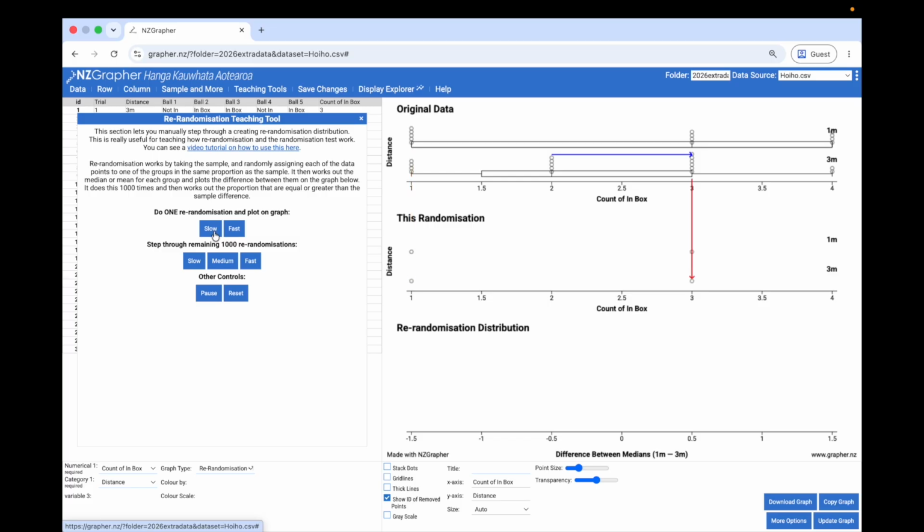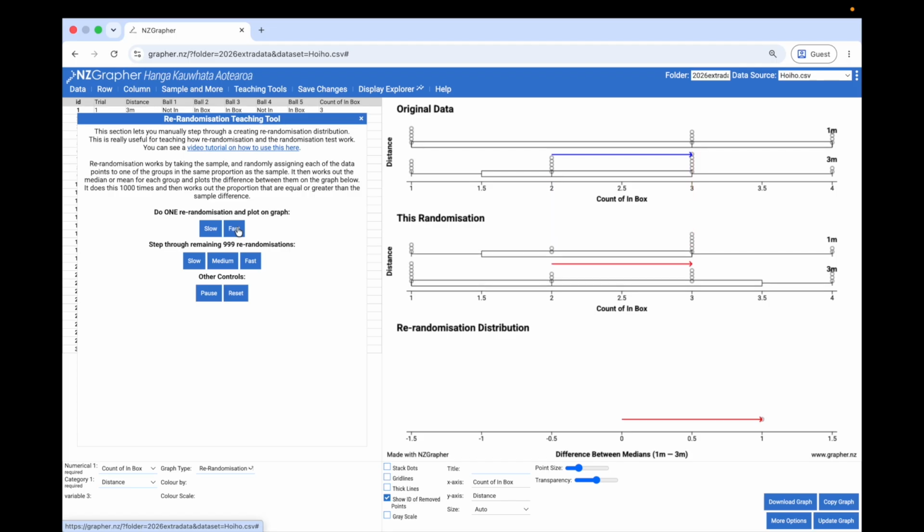So what's happening here is it's finding each random point at the top, and it's choosing randomly whether or not to put it into the 1 metre group or the 3 metre group. And I'm going to run that fast because... Okay, so in our random count in the box, in that randomization, we ended up with a difference here of 1, so we've plotted it down the bottom.